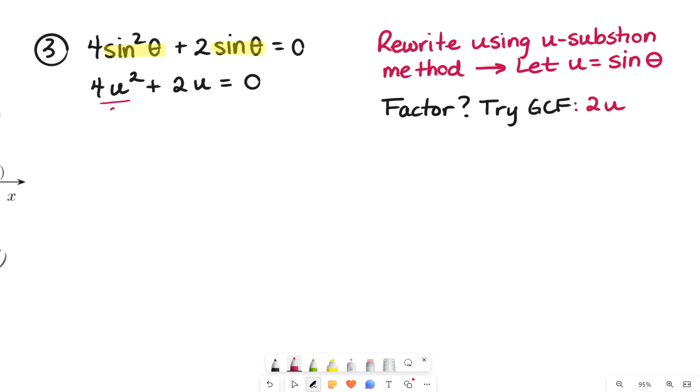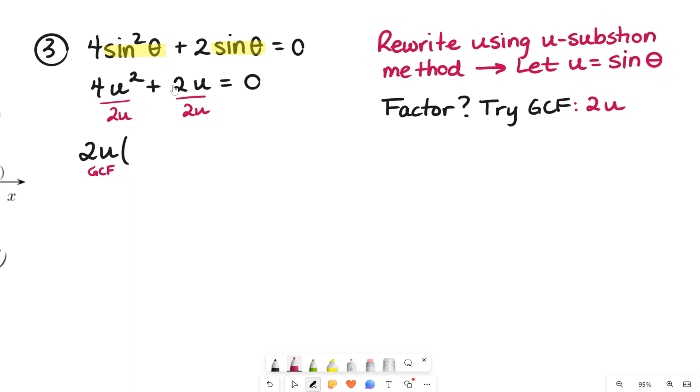So I am going to, in essence, divide my terms by that greatest common factor so that I can rewrite it in factored form. So write out your GCF. My GCF is a 2u. Whatever you're dividing both terms by, that's what you write down. Okay, so this here is my GCF.